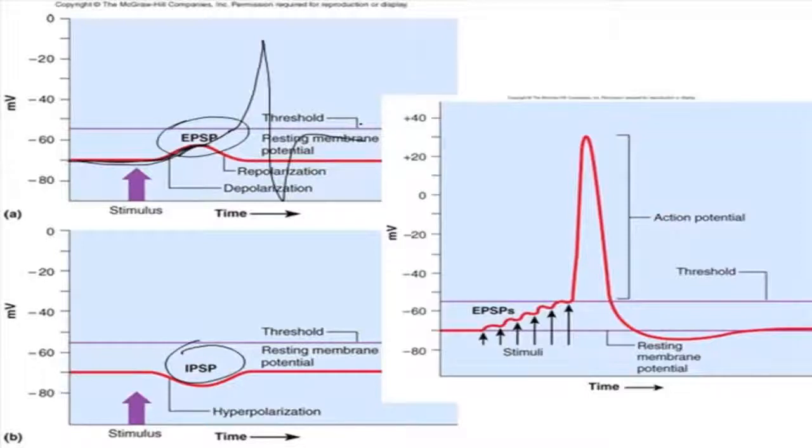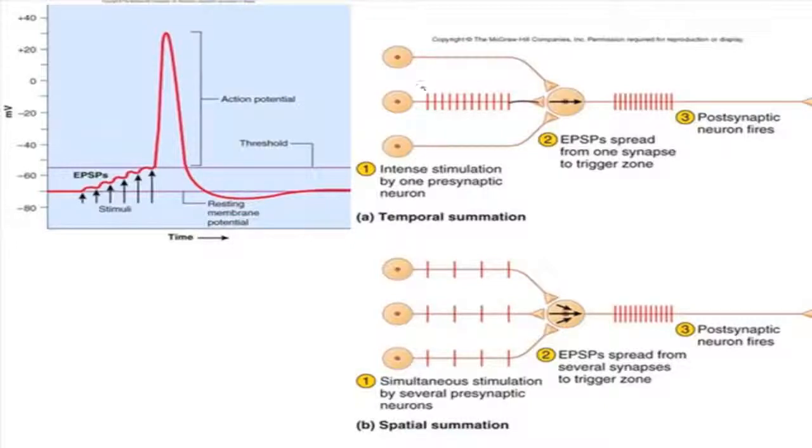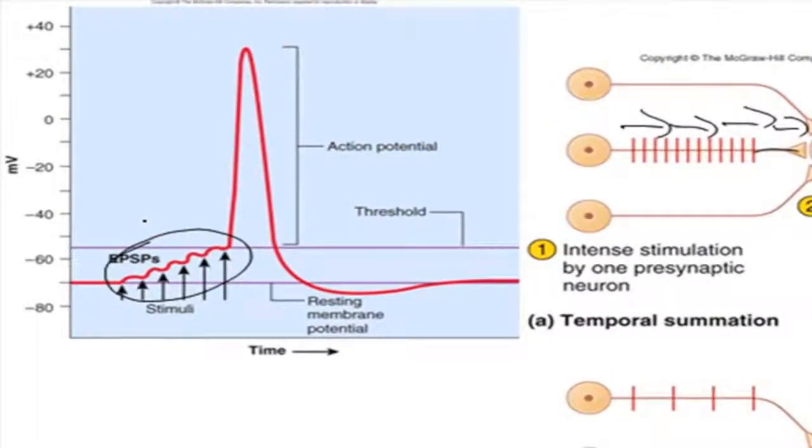Sometimes you can get to the nerve impulse, but it takes more than one EPSP to do that. Sometimes you can have one EPSP after another in succession, stimulating the postsynaptic membrane. And when they are added together, they can reach threshold to generate a nerve impulse. In this case, instead of using one EPSP, you're using the sum of multiple EPSPs building on the previous one, and that's called temporal summation. The sum of EPSPs over time results in an action potential.